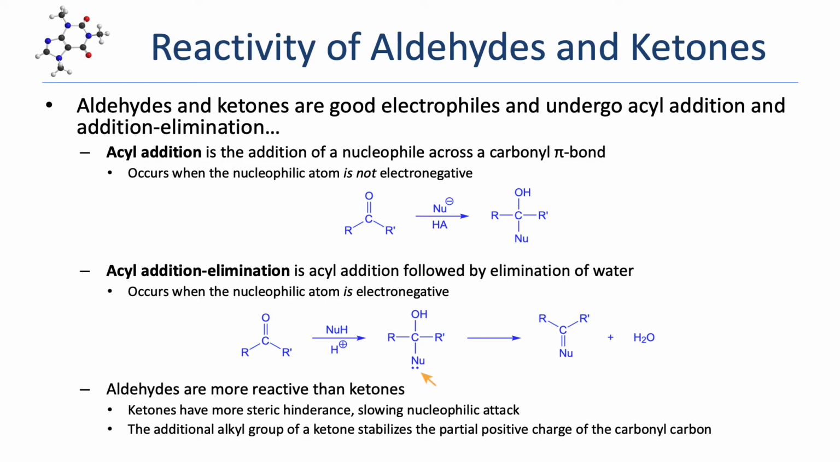That lone pair is what's used to displace the water molecule after protonation of the alcohol in the acyl addition elimination. Without that lone pair on the nucleophilic atom, the displacement of water cannot occur, and so the reaction stops after acyl addition. Most electronegative atoms, like nitrogen and oxygen, will have a lone pair present on the atom when they're not charged. This means that nucleophiles such as alcohols and amines will induce acyl addition elimination.